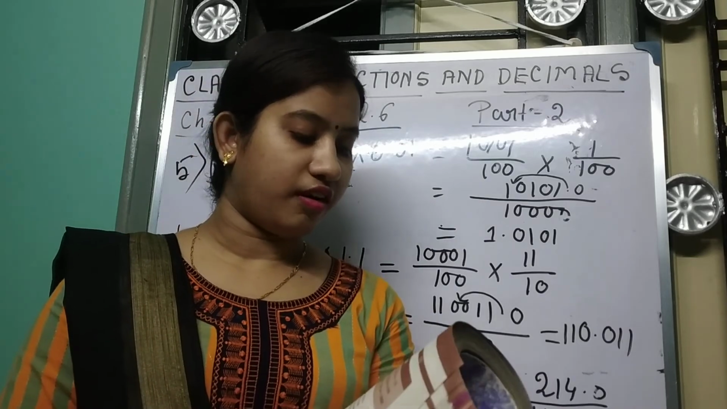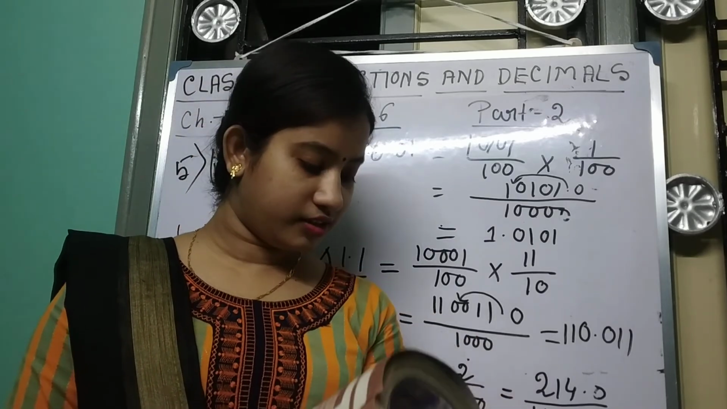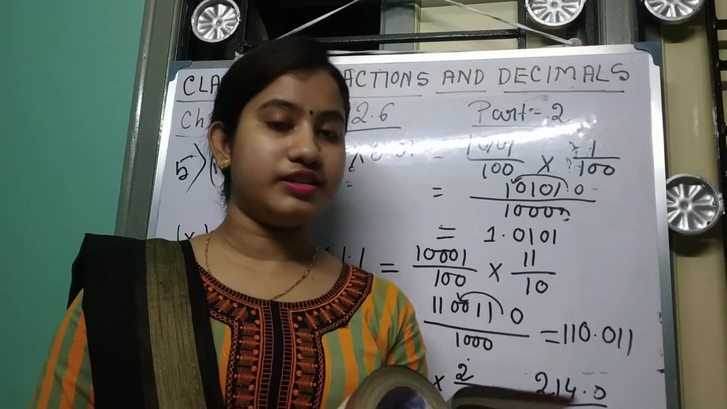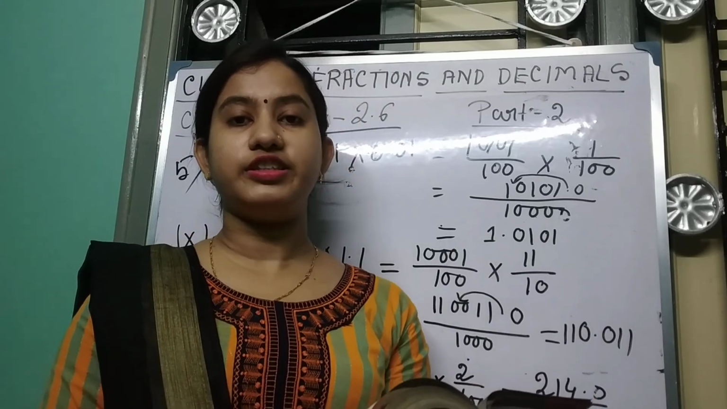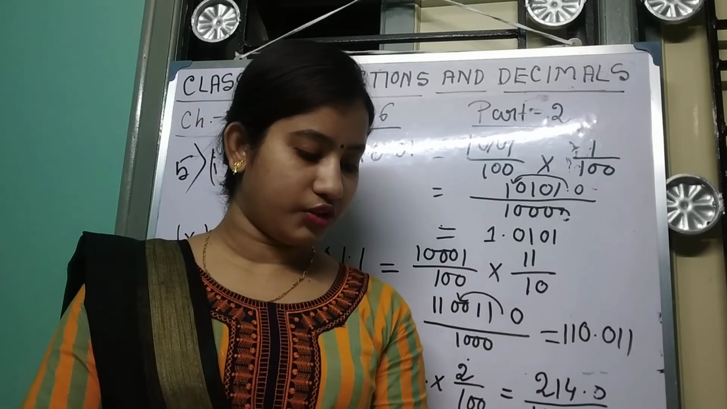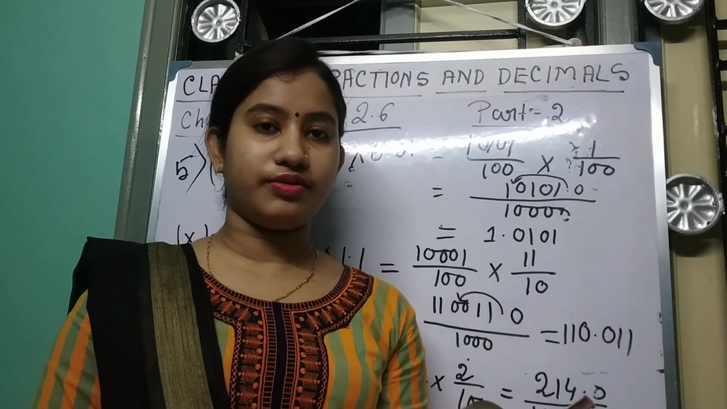Now we have covered this exercise 2.6. Next day we will start the next exercise, that means 2.7. You should try at home the remaining sums from number 5.